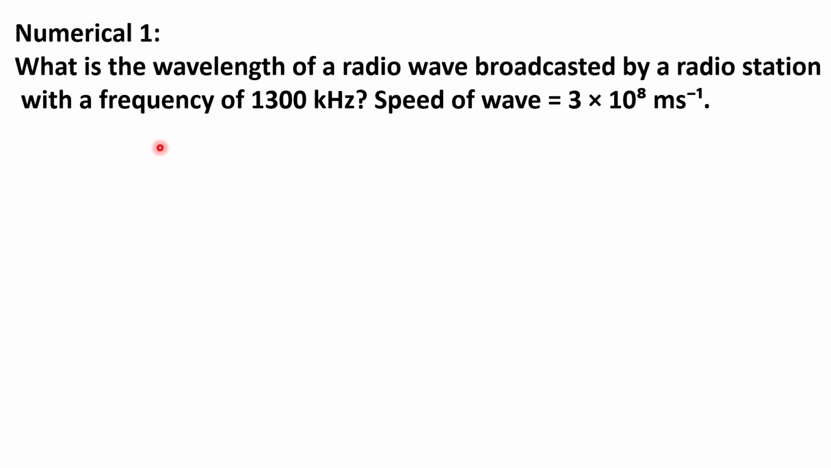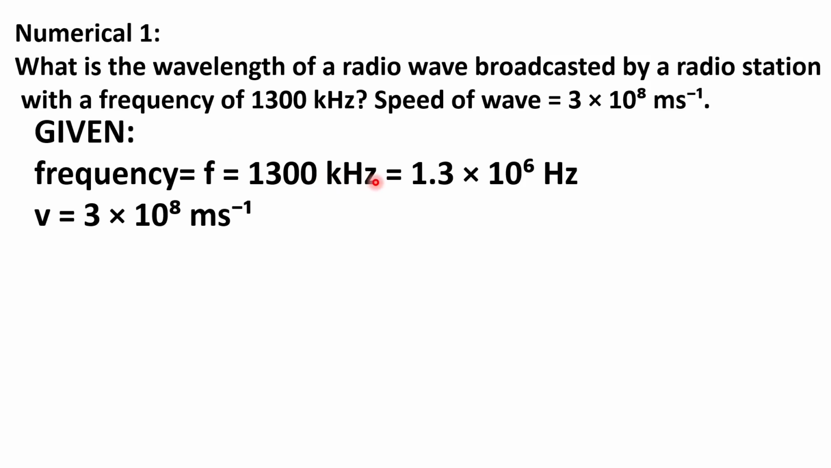So first of all, we will look for the given data in the question, and then we will look for the required data. What is the wavelength of a radio wave broadcasted by a radio station with a frequency? So frequency is given, frequency equal to 1300 kilohertz. That is 1.3 × 10^6.